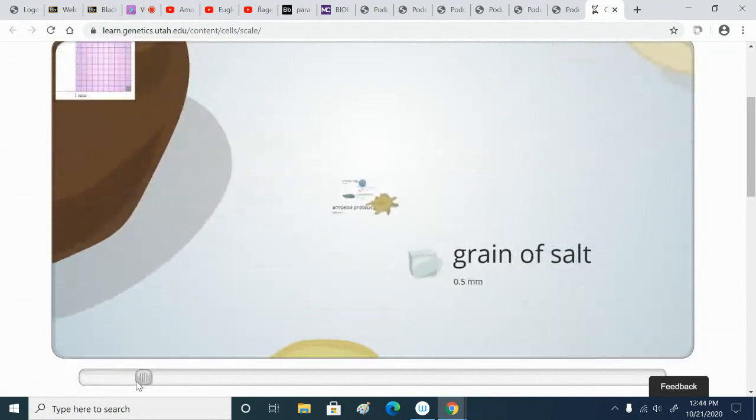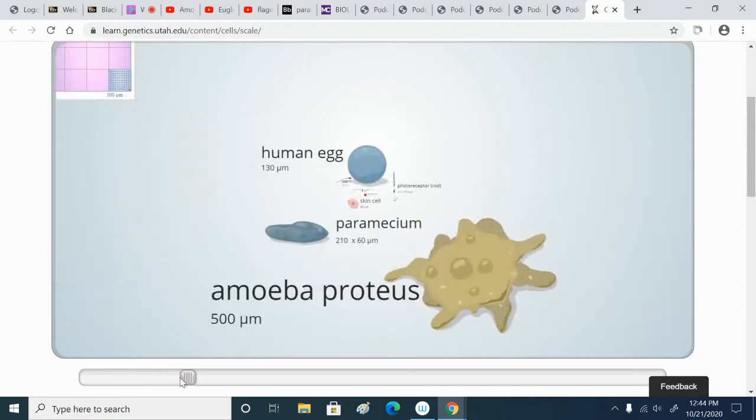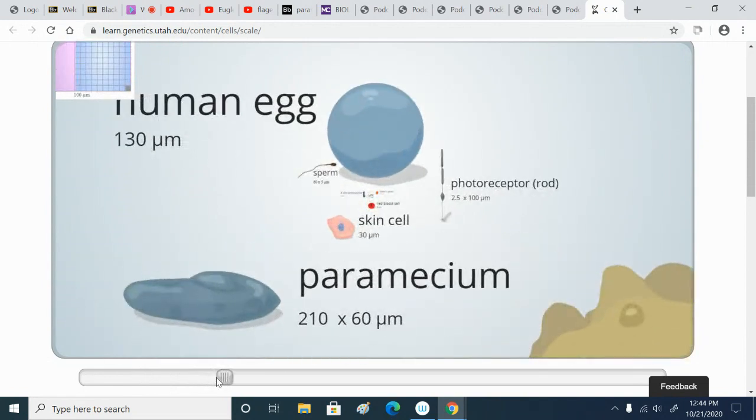A grain of salt is 0.5 millimeter, so most of us can still see grains of salt, although we may need glasses to help us. The amoeba, again, is around 500 micrometers, which you can still see if your eyes are good. But we're getting smaller and smaller. A skin cell, if you took 150 back when we were meeting face to face, you may have done a cheek smear and actually seen your cheek cells. They're about 30 micrometers in size approximately.